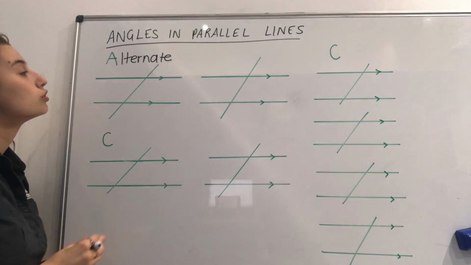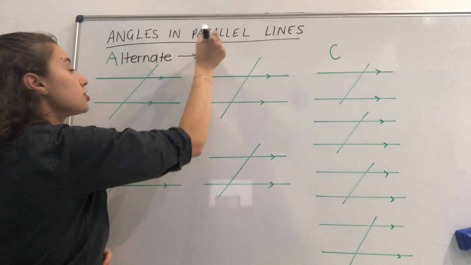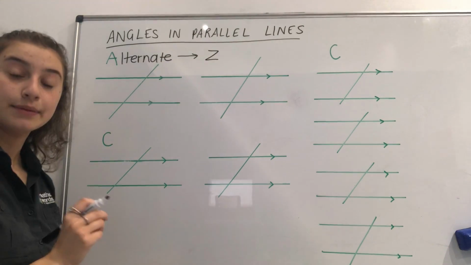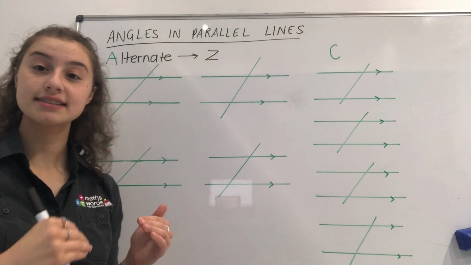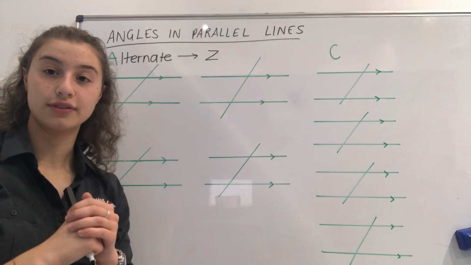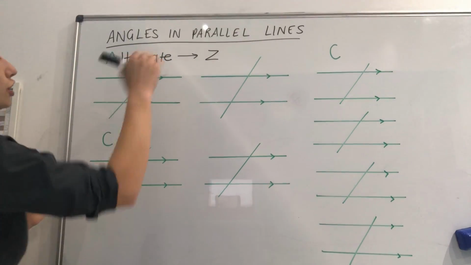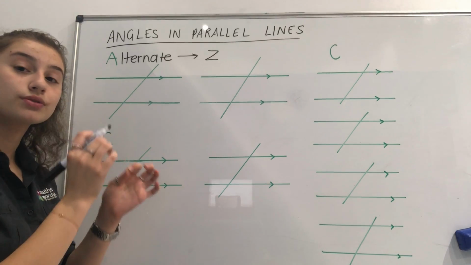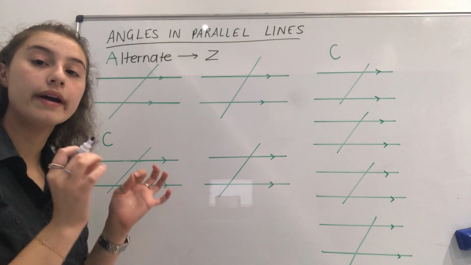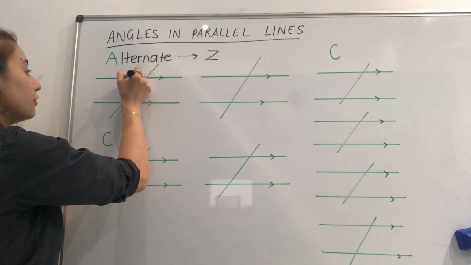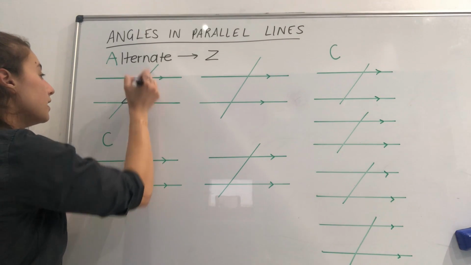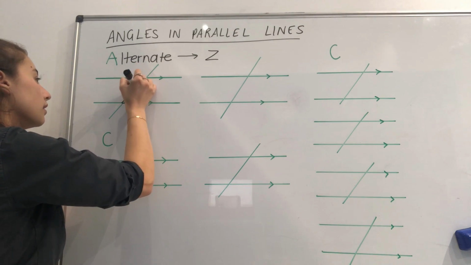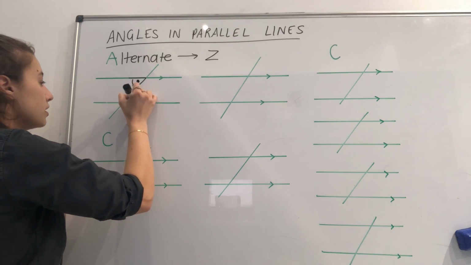Now, alternate angles actually create the letter Z. To remember this, you just think the first letter of the alphabet and the last letter of the alphabet. Alternate angles create a Z. What does this mean? It means the 2 angles inside the Z are always going to be equal. So if I draw a letter Z like this, this angle here is always going to be identical to this angle here.